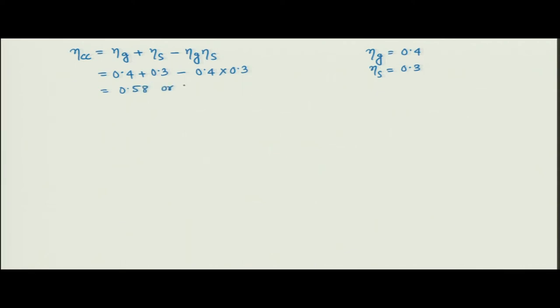So I can calculate eta cc, that is eta g plus eta s minus eta g eta s. Now what is eta g? That is 0.4, 40%, and eta s is 0.3 or 30%. So this will be 0.4 plus 0.3 minus 0.4 times 0.3. You calculate it as 0.58 or 58%. So we can see that the efficiency of the combined cycle is 58%, which is higher than the individual efficiencies of the gas turbine cycle and the steam turbine cycle.